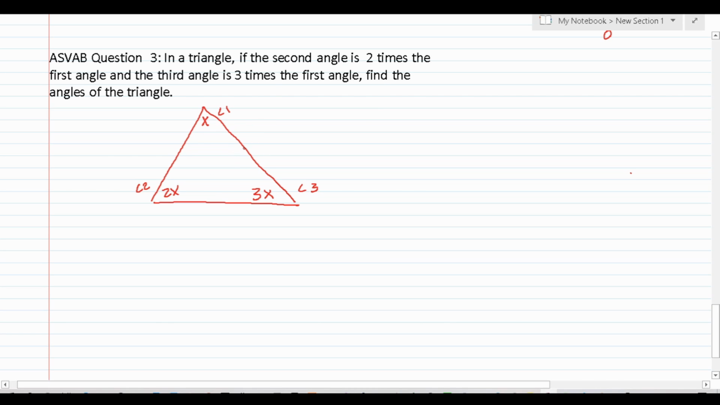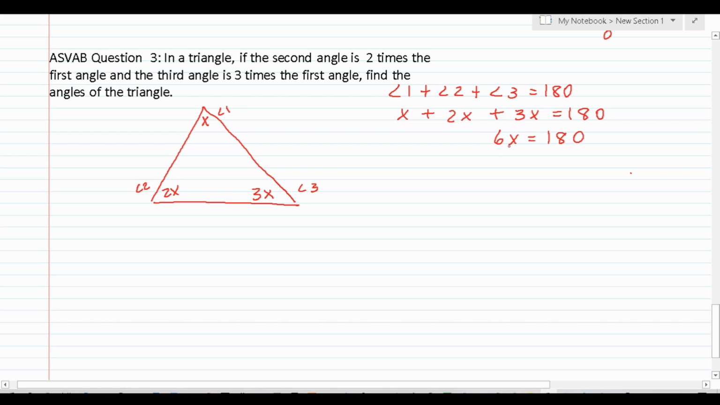Again, according to the theorem, we know all the angles in the triangle add up to 180 degrees. That is angle 1 plus angle 2 plus angle 3 all add up to 180 degrees. In this case, we know angle 1 is x. Angle 2 is 2x, and angle 3 is 3x. Again, that all adds up to 180 degrees. Let's combine our like terms, and in this case, all the variables are like terms. x plus 2x is 3x, plus 3x is 6x. Of course, that all equals 180 degrees.